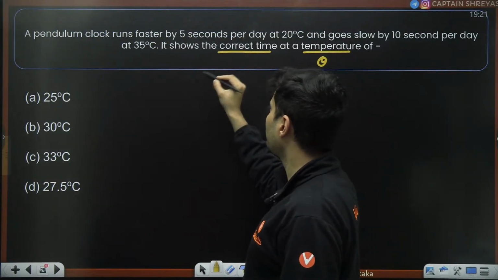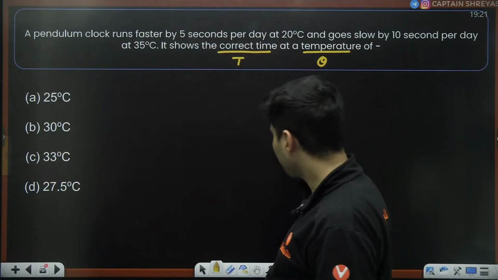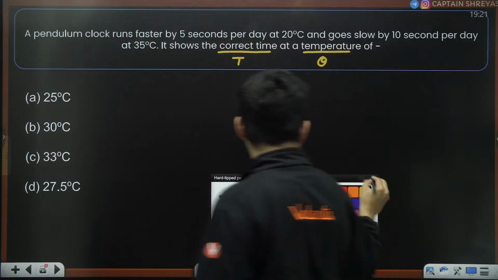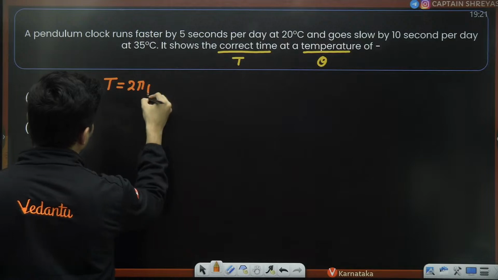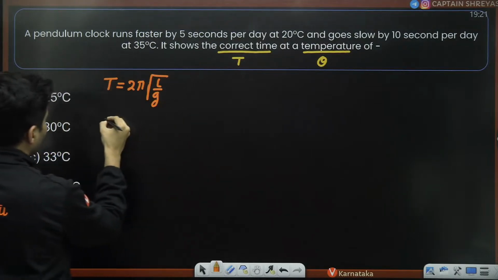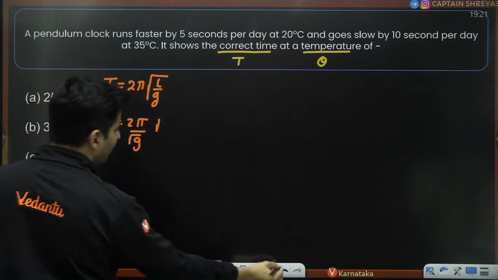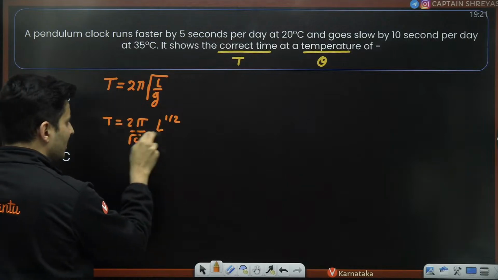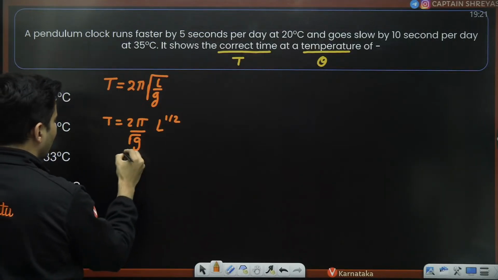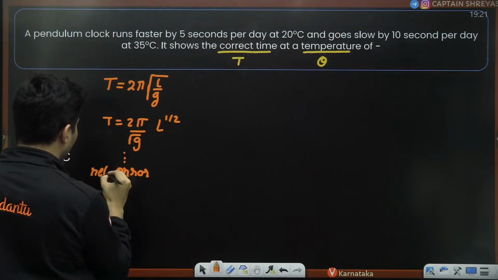The correct time is, let's say, T. Now we know that the formula for the time period of a pendulum is 2 pi root of L by G. So why not write it as 2 pi by root G, and root of L can be written as L raised to half, because the time is changing because of the length. So let's use the concept of error, the relative error concept.